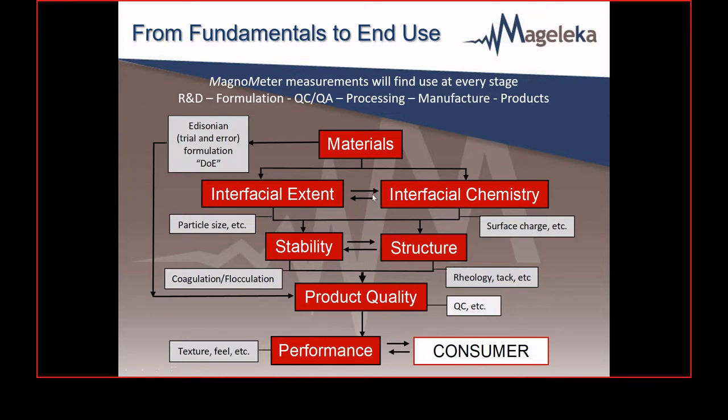As seen in the schematic, the influence of changes in these two fundamental parameters permeates every subsequent aspect of suspension formulation, manufacturing, and testing. Consistency in stability and structure characteristics of a suspension is a prerequisite for obtaining the desired final product quality, the performance of which, of course, is measured by a very sensitive instrument indeed, namely the consumer. So what I hope to do now, through a series of small applications, is to show how measurements using the Magnometer can find use at each stage, literally from fundamentals to end use.